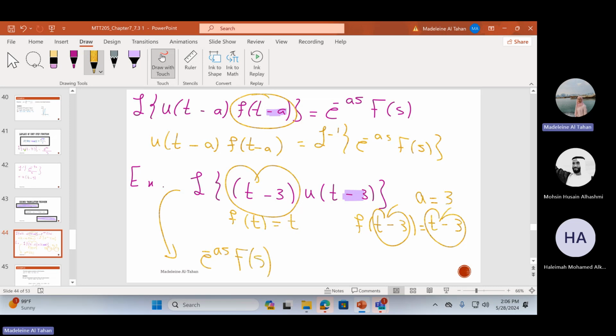That's right. Right now, instead of a, what will be put? F of t is equal to t. So what will be f of s? Go back to the formulas that we wrote. Is Laplace of t 1 over s or 1 over s squared? 1 over s. I will give another example. Let's just write it down.